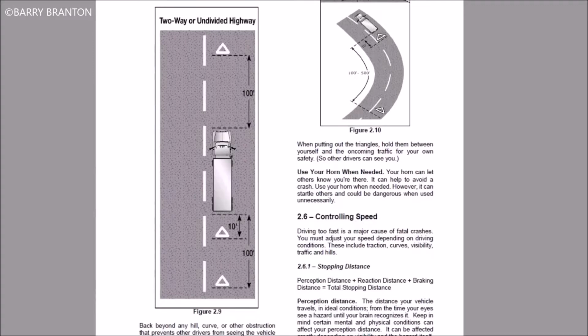So the correct answer is you're on the ramp, so that would be a one-way road. Okay, so being a one-way road, you put all of your reflectors in the back.